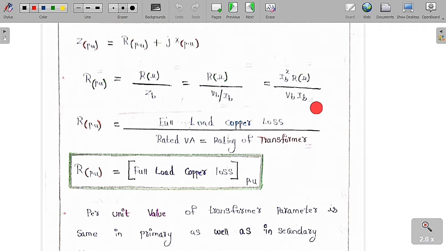This ratio is called the full load copper loss by rated VA, or rating of the transformer. It is called the full load copper loss per unit value. So R per unit is equal to the ratio of the full load copper loss by the rating of the transformer, or rated VA. It is nothing but the full load copper loss in per unit. So R per unit is always equal to the full load copper loss in per unit.